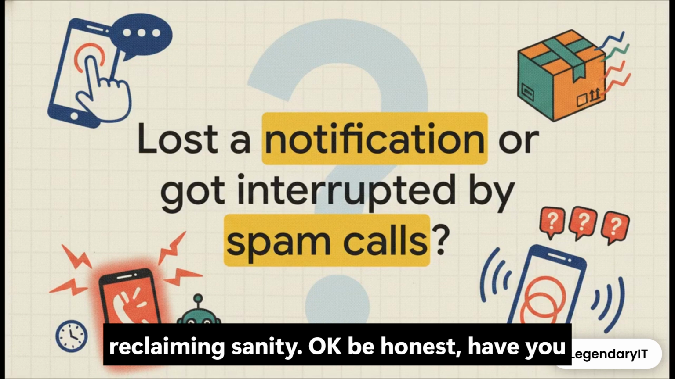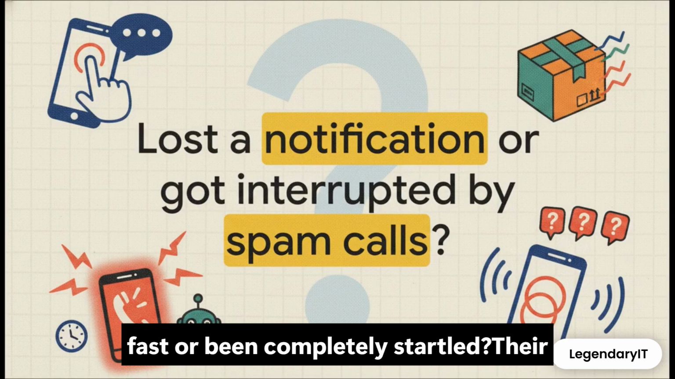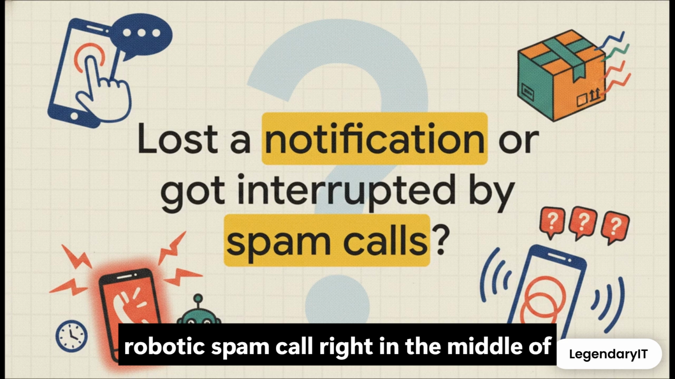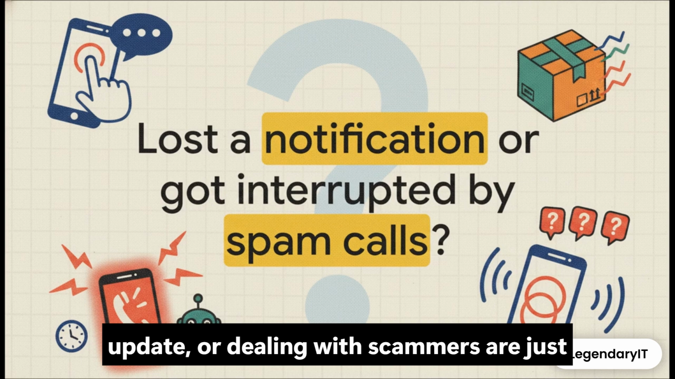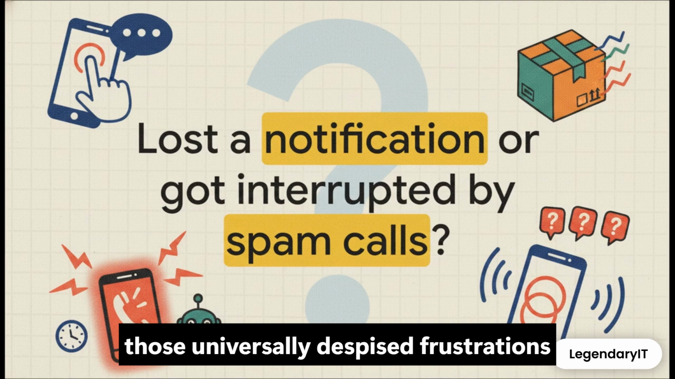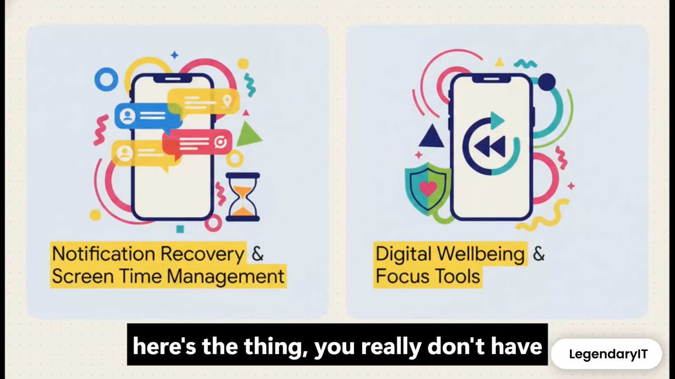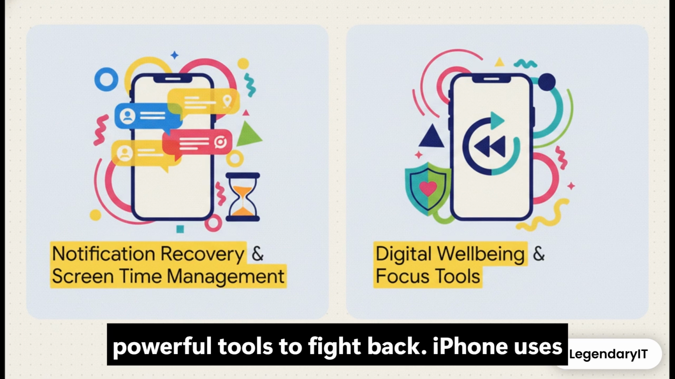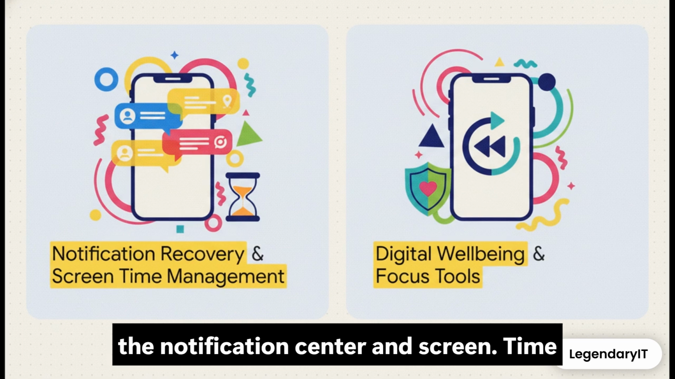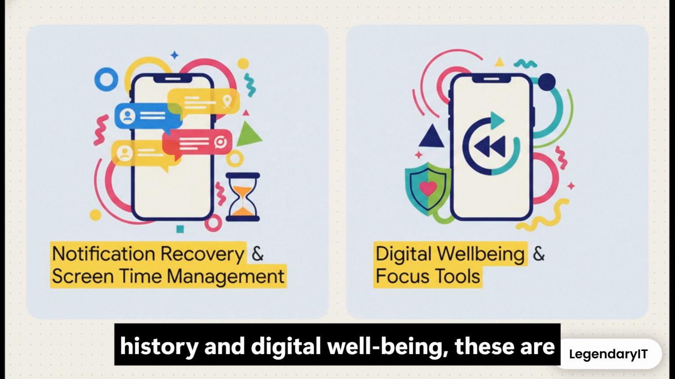Okay, be honest, have you ever swiped a notification away way too fast? Or been completely startled by a robotic spam call right in the middle of dinner? Losing an important delivery update or dealing with scammers are just those universally despised frustrations we all kind of seem to accept. But here's the thing, you really don't have to accept them. Both ecosystems have powerful tools to fight back. iPhone uses the notification center and Screen Time limits, while Android uses notification history and Digital Wellbeing.